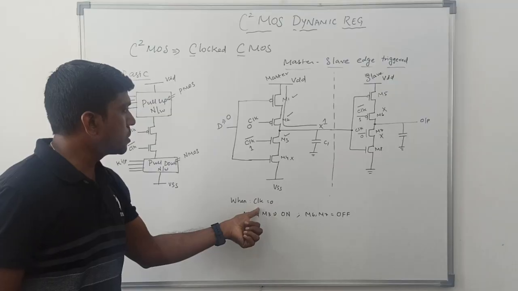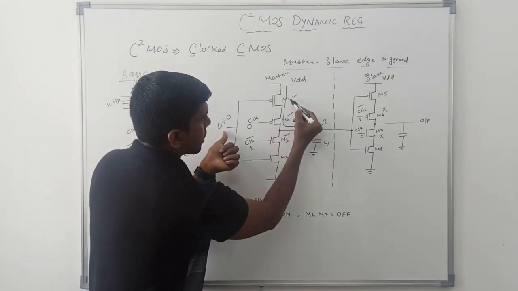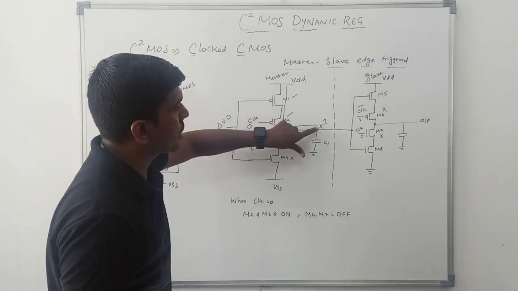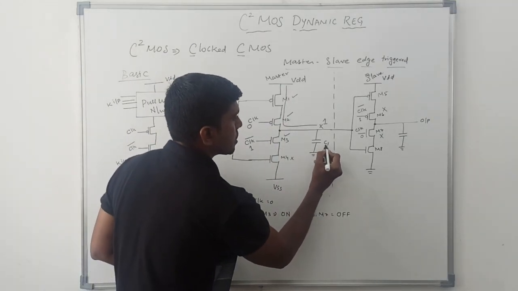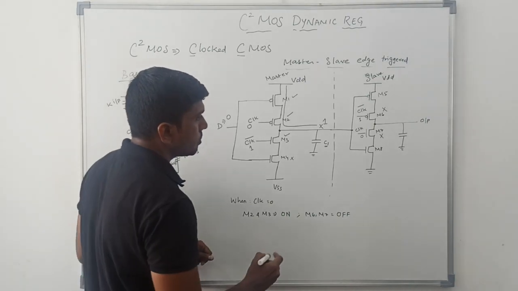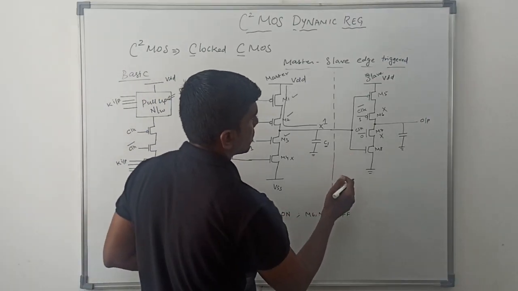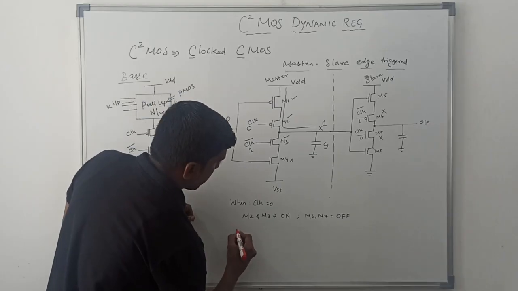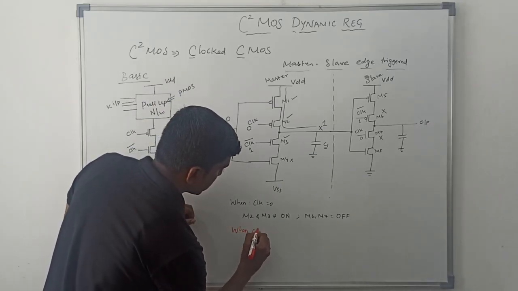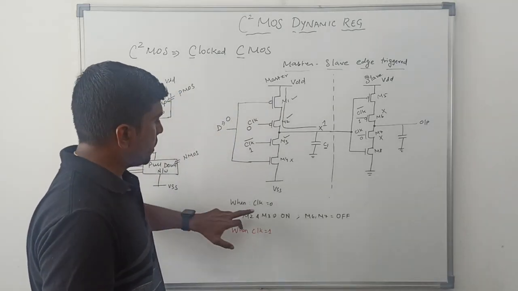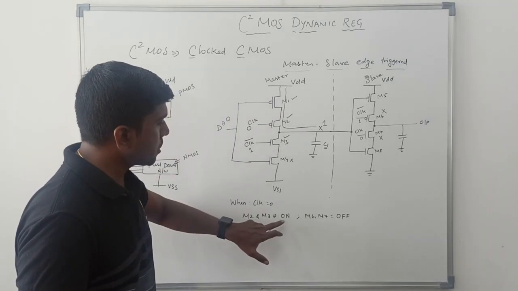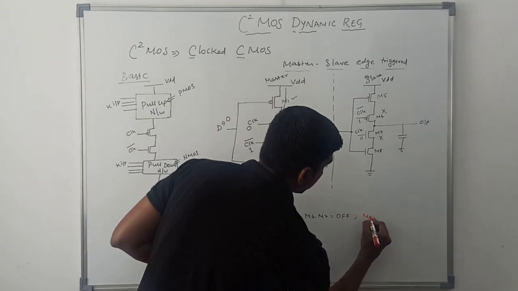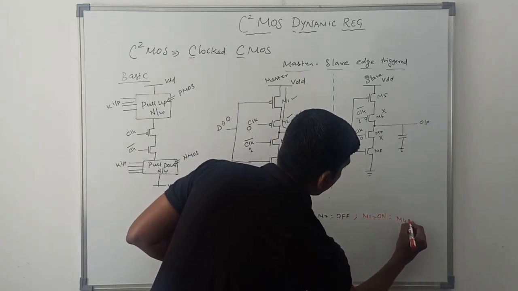So when clock value equal to 0 and D value equal to 0, the transistors M1, M2, M3, these three transistors are turned on, and VDD is directly connected to the output. In this case the C1 capacitance also charges. Then coming to the slave mode, M6 and M7, these two transistors are turned off. So in the previous case, clock value equal to 0, M2 and M3 transistors on, M6 and M7 transistors off, and based on the input value, M1 on, M4 off.